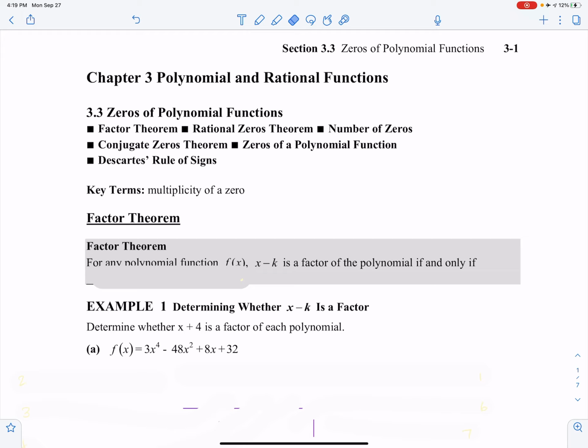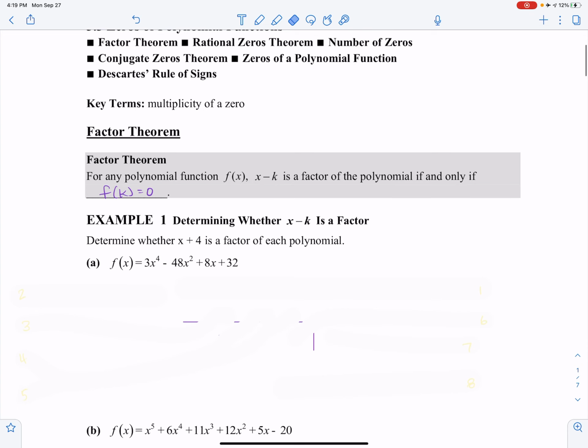The factor theorem basically says if you have a polynomial f of x, and if x minus k is a factor, then f of k will equal zero. And you can also go backwards. If you know that f of k is equal to zero, then x minus k is going to be a factor. And we'll talk about what that looks like here in just a moment.